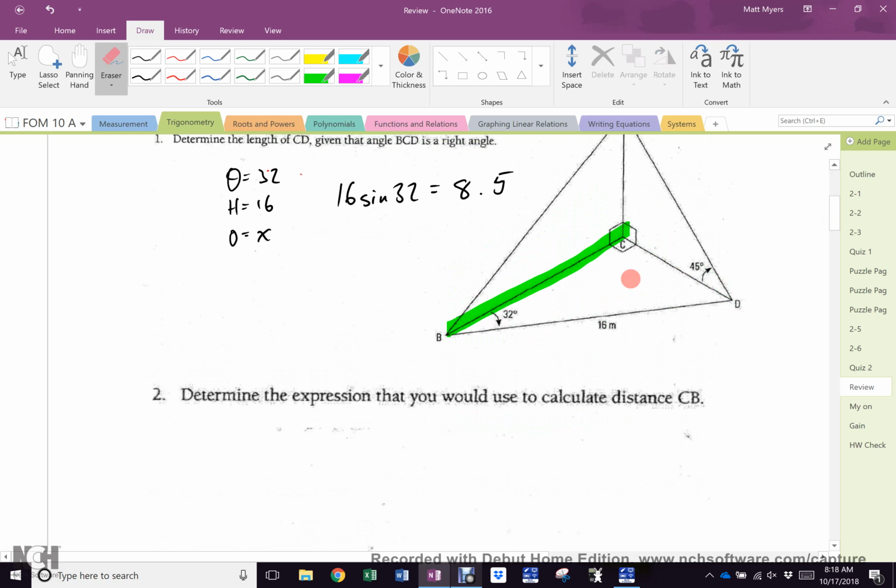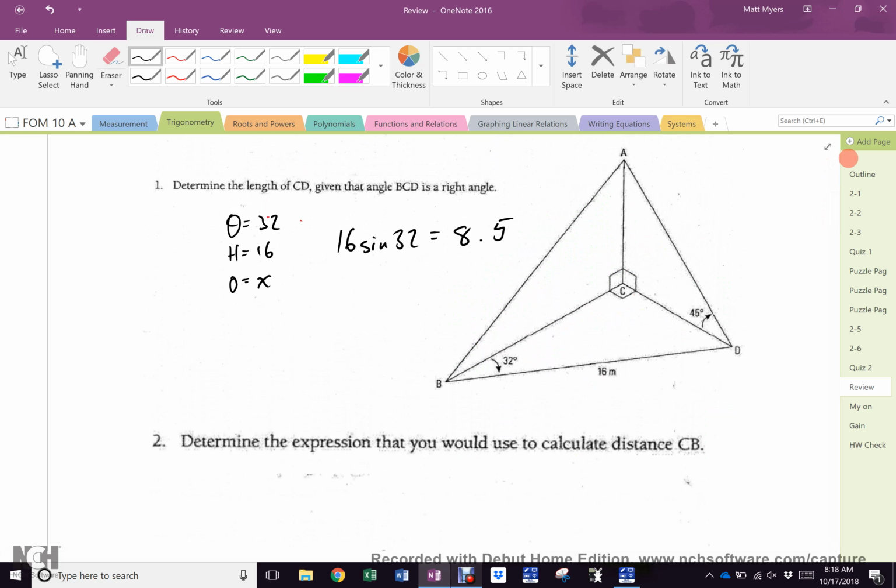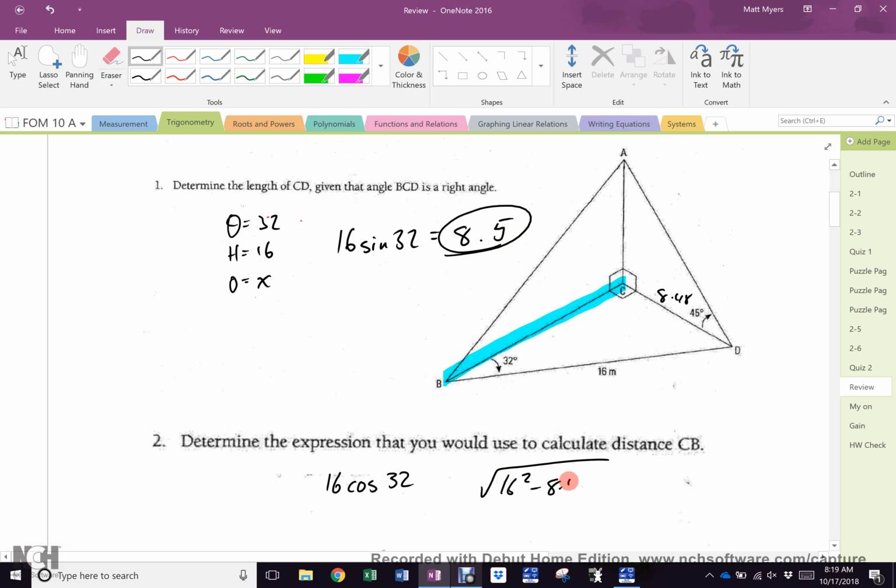Determine the expression you would use to calculate CB. CB is right here. Right now, you would have to use 16 cos 32, correct? But if you assume that you've already done this, and you know that's 8.48, you could also have done 16 squared minus 8.48 squared and done Pythagoras. Or you could have done 8.48 over tan 32, which also would have been acceptable, yes.